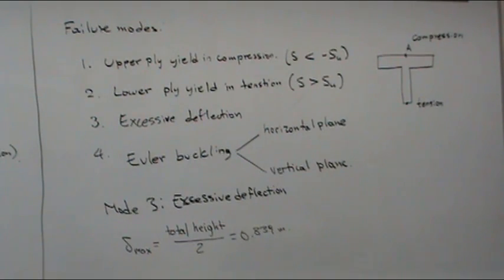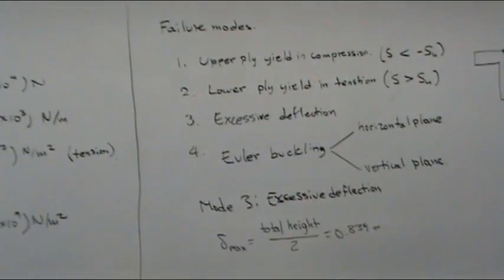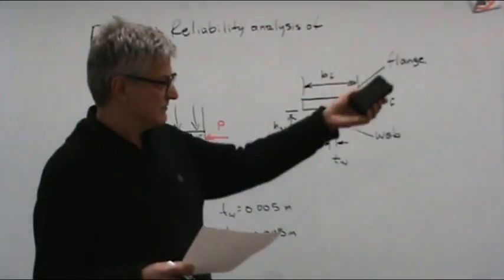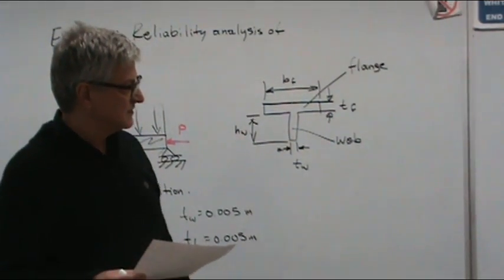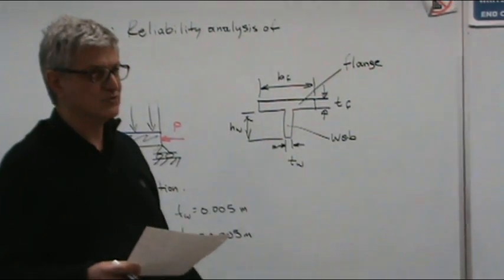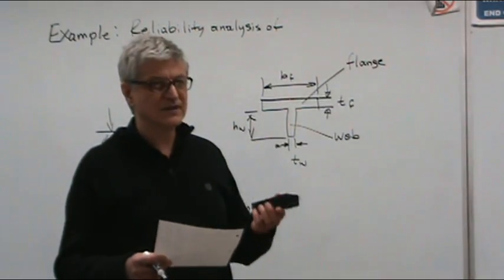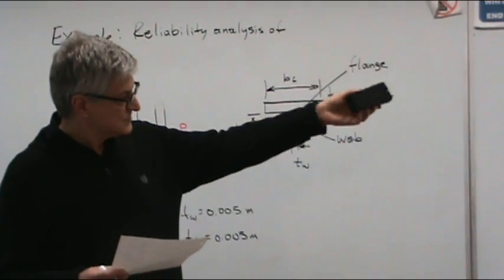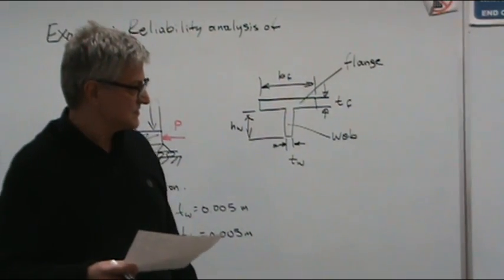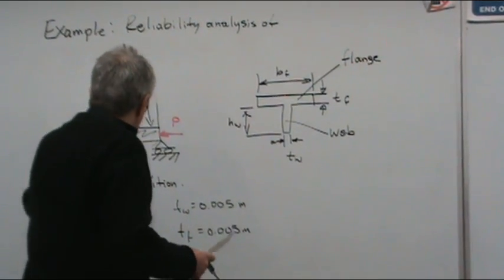So let's do some calculations in order to have expressions for all the performance functions. In fact, we have 5 failure modes, because we have Euler buckling in 2 planes. So we have to have expressions that relate the random variables with these limit state functions or performance functions.